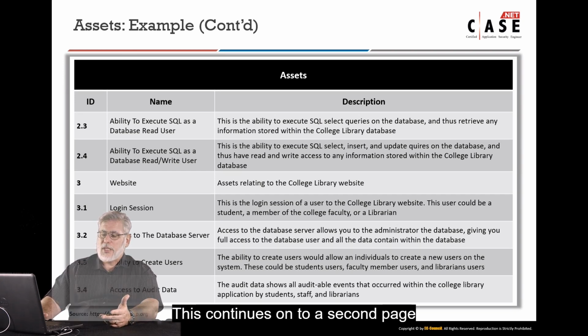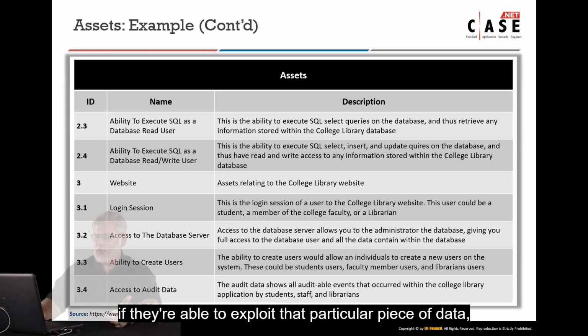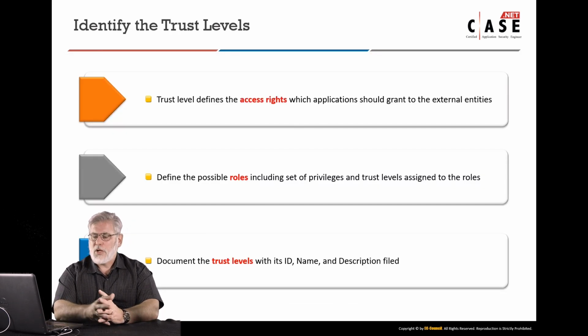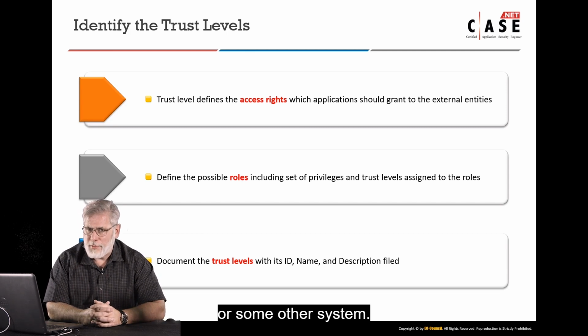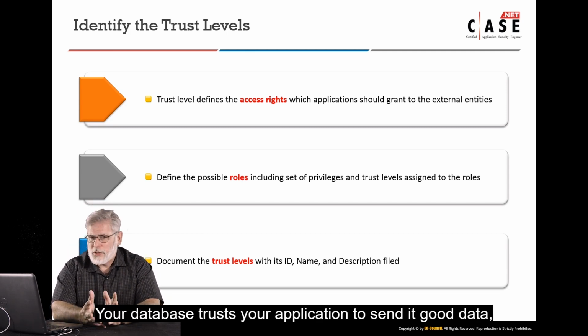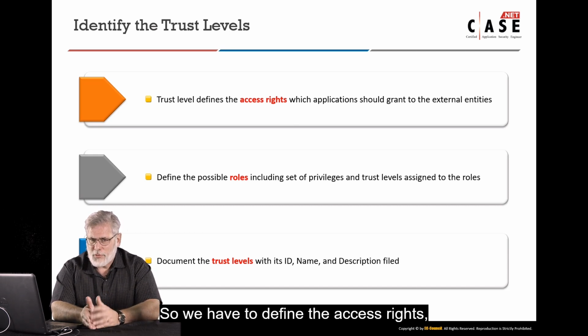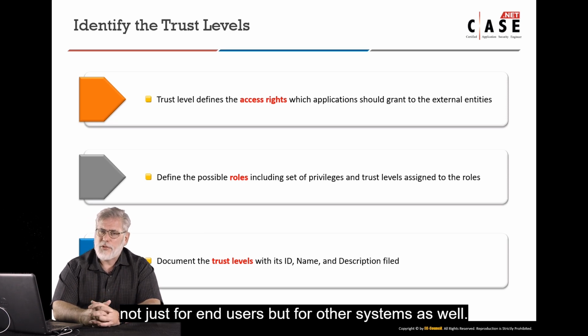This continues on to a second page showing you what someone can do if they're able to exploit that particular piece of data, that particular asset. Trust levels. No system works without trusting someone or some other system. Your database trusts your application to send it good data, and you trust it to return good data. So we have to define the access rights, the roles, and the trust levels, not just for end users, but for other systems as well.